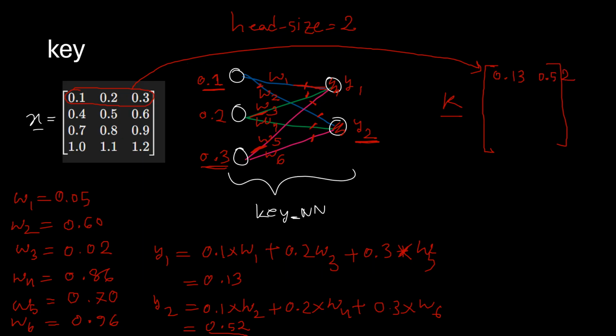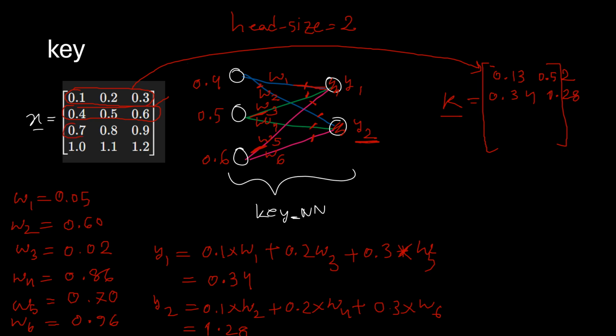Similarly, the second row will be the output of this neural network for the second row of the embedding matrix. So let's go through that too. Now the input to this neural network will be this embedding vector, 0.4, 0.5, and 0.6. If we go through the same calculation process, now just for different input, we will find y1 equals to 0.34 and y2 equals to 1.28. So we find the second row in this key matrix, 0.34, 1.28.